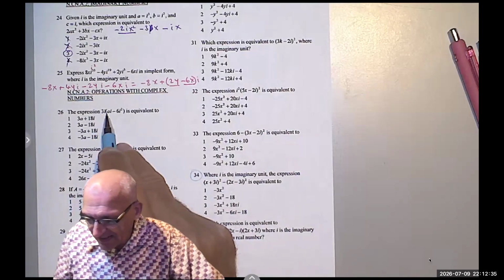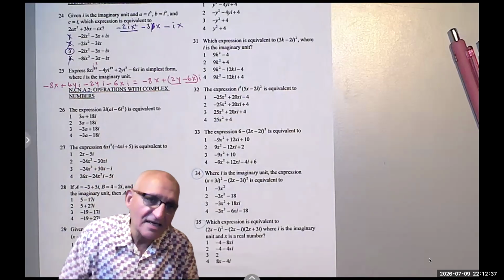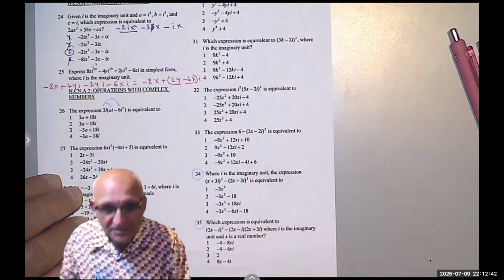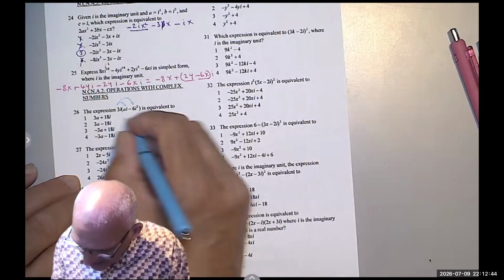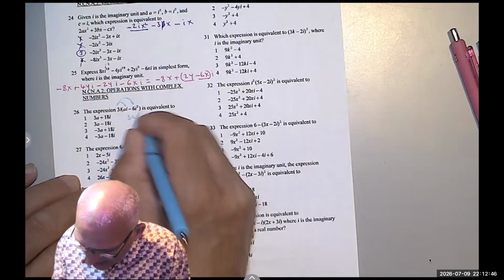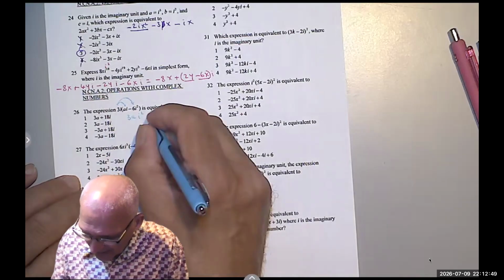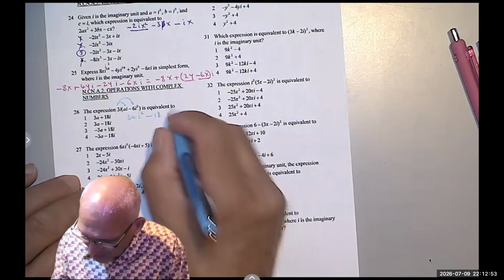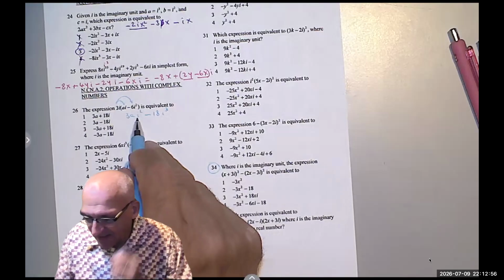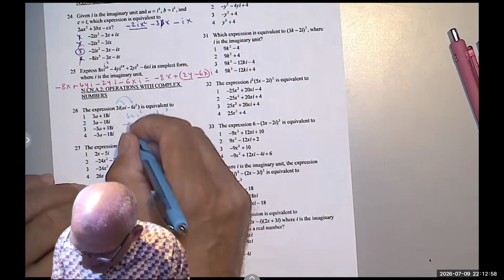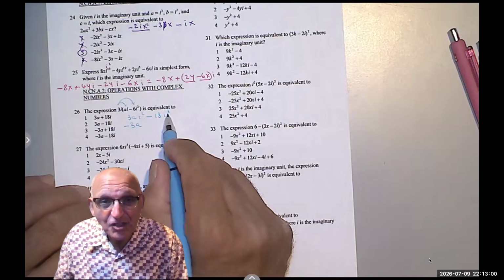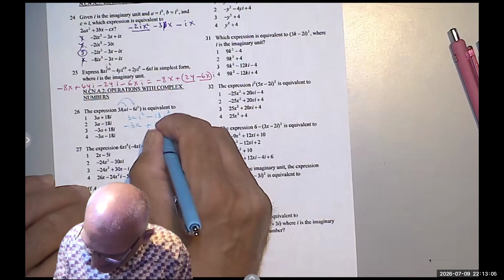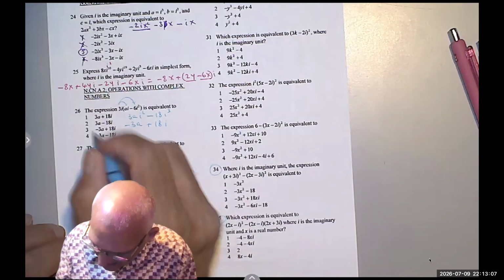The expression 3i times (ai minus 6i squared), I'm going to distribute that. Let's do it in two steps. 3 times a is 3a, i times i is i squared, minus 3 times 6 is 18, i times i squared is i cubed. I know that i squared is negative 1, so I get negative 3a. I know that i cubed is negative i, so negative times negative is positive 18i. And that is number 3.